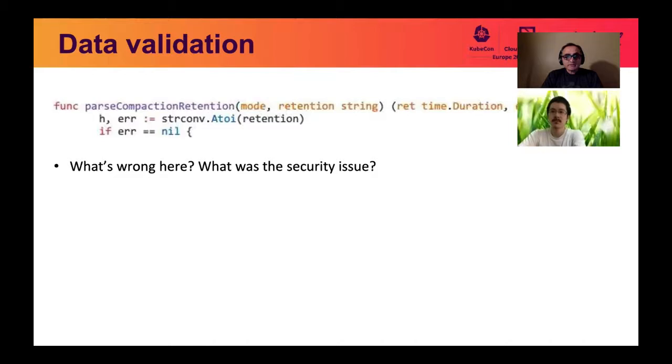So here's another small snippet. We tried to put some of the smaller issues here. So, data validation. Remember I mentioned earlier that input data validation is very important, and you want to validate everything. If you don't, then that could hurt the running project. So the parse compaction retention function, do you see what's wrong here? Any security issues? Again, I wish we could raise hands, but let me go ahead.